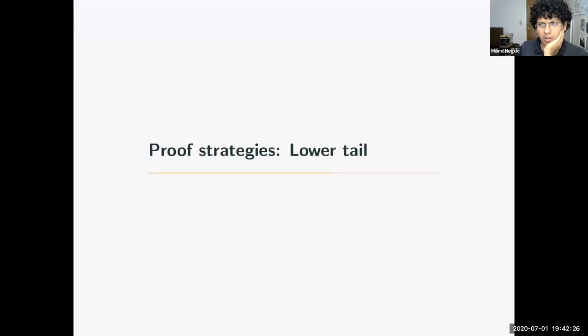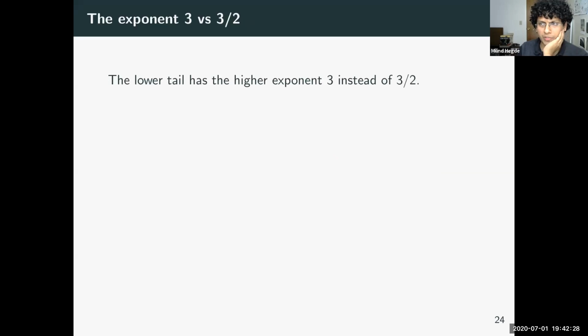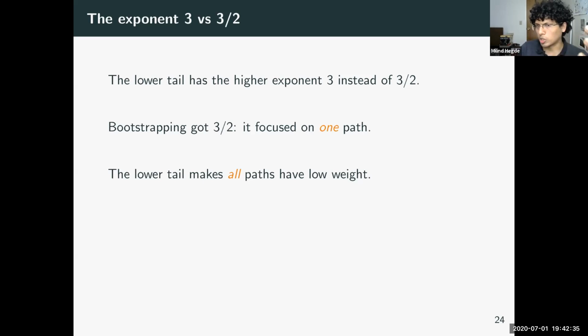So just to recall, the lower tail has a higher exponent of 3 instead of 3 over 2. Right, and the basic reason is the upper tail, we got it by bootstrapping, it focused on one path. But the lower tail means the best path's weight is small, which means that all the paths' weights are small. So that's a harder thing to happen. It has a lower probability in this sense.